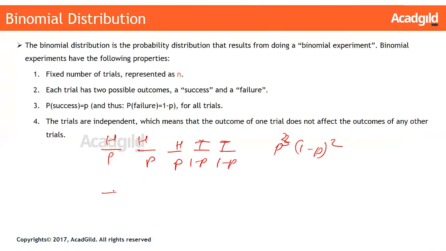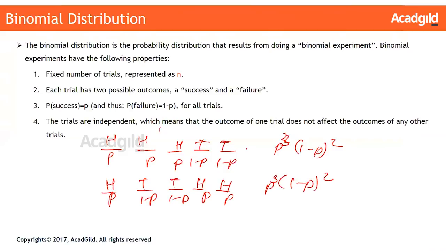And there could be a case like there's a head over here, then tail, then head. So again, that would be P, P, P and 1 minus P, 1 minus P. That makes it P cube times 1 minus P square. So we know now that 3 heads and 2 tails is P cube into 1 minus P, the whole square.